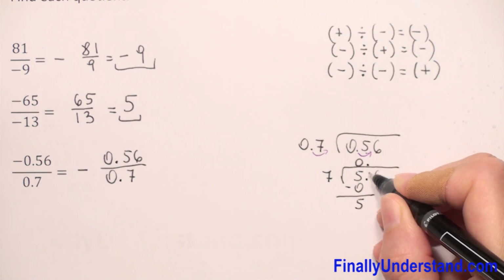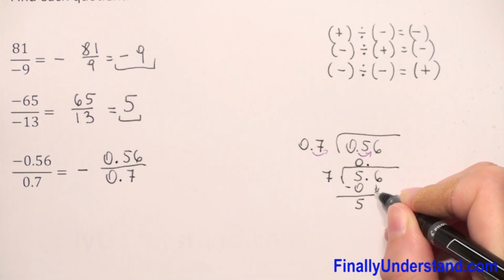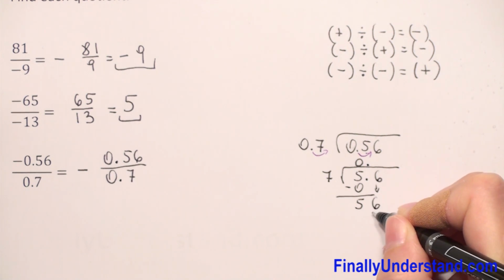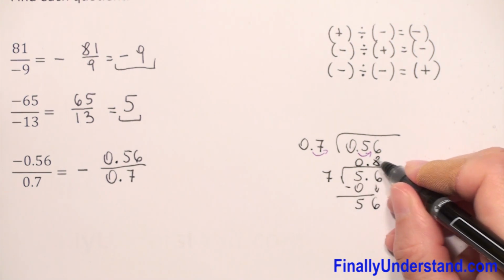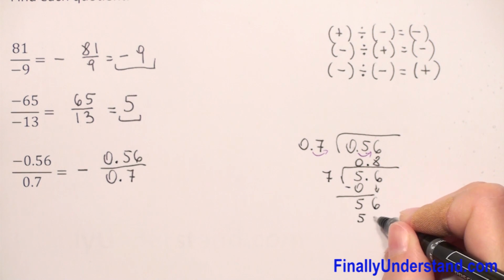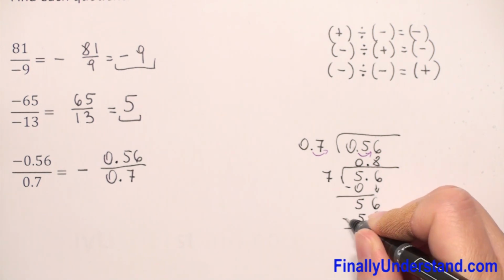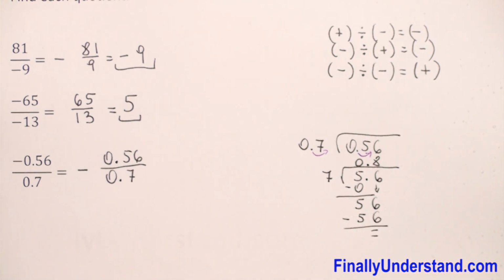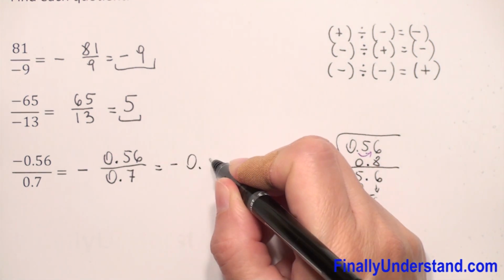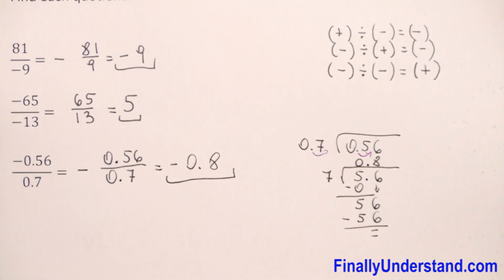Decimal point we have to take up, and we take next digit, so will be 56 divided by 7 is 8. 8 times 7 is 56. Subtraction, we finish long division. So this is equal. Negative sign we have to copy. And 0.56 divided by 0.7 is 0.8. This is my solution.